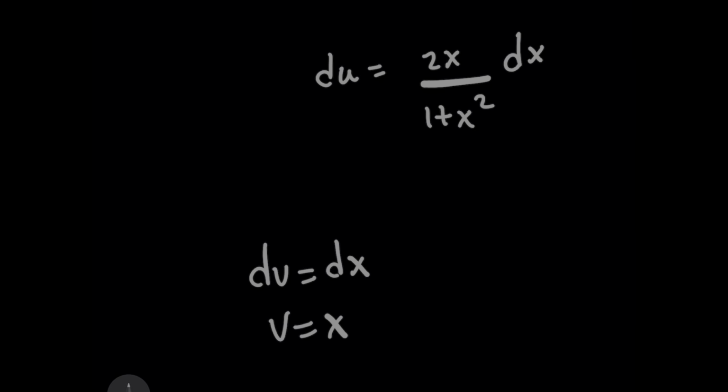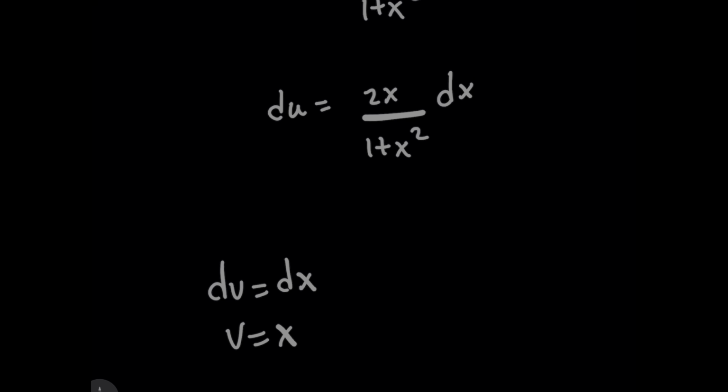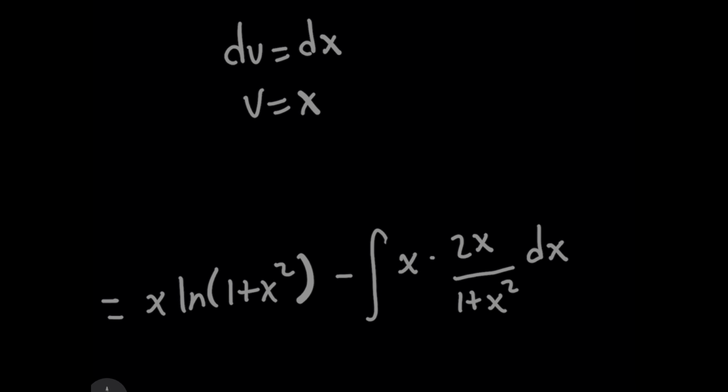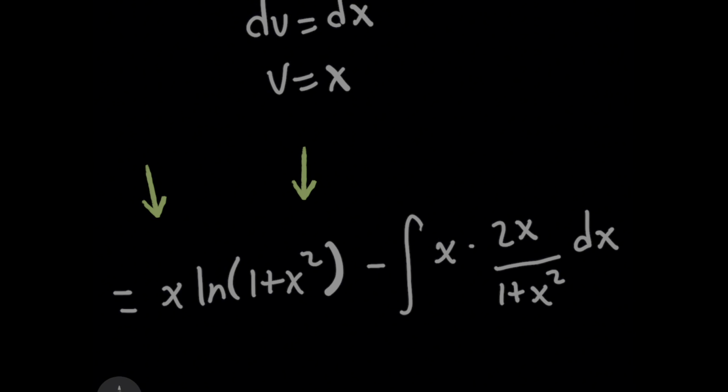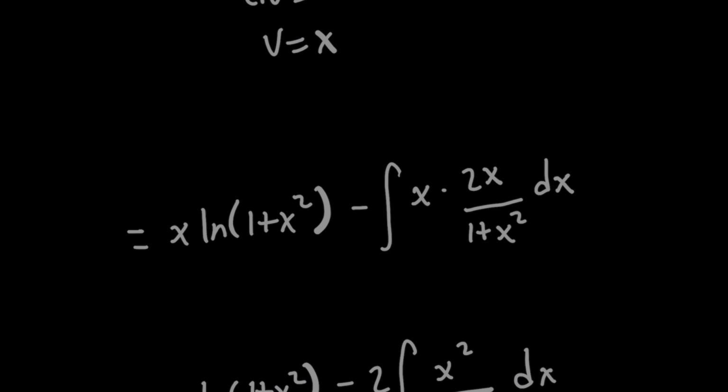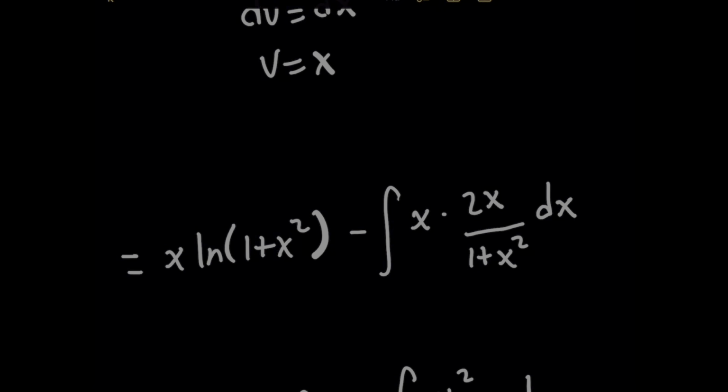And now we can go ahead and move on to where you're probably getting stuck, which is going to be this integration by parts method. And if you remember, the integration by parts method says we take uv minus the integral of v du. So multiplying u and v together, you get this x natural log of 1 plus x squared. And then when you subtract this integral, we are multiplying together the x, and then this expression 2x over 1 plus x squared, all dx.